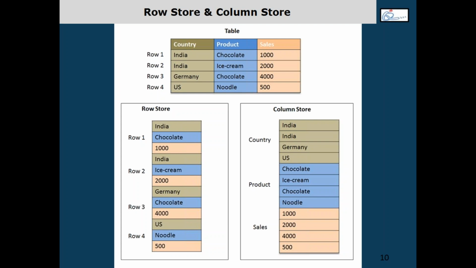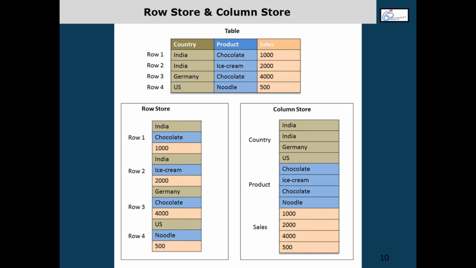So you're clear now. If I create a row store table, how does it store my data in the backend? And if I create it as a column store table, how does it store my data in the backend? Now we have to analyze which is better. We'll further discuss whether row store is better or column store is better, in what case row store is better, and in what case column store is better. That is what we have to analyze.